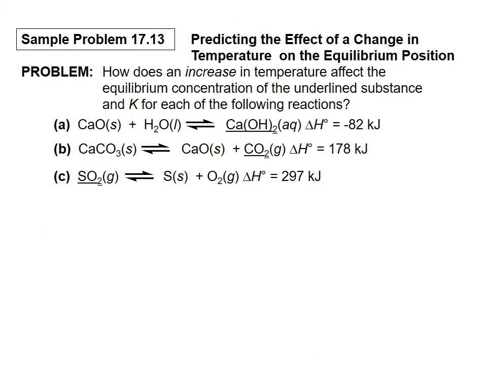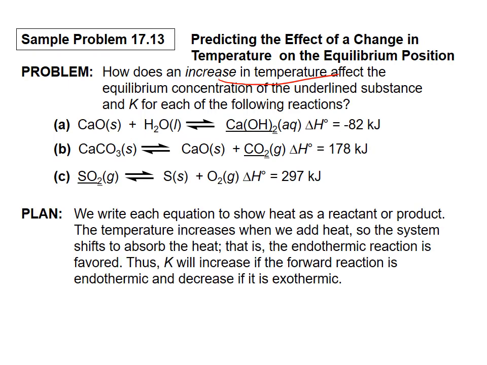Sample problem 17.13. How does an increase in temperature affect the equilibrium concentration of the underlined substance and the K for each of the following reactions? To study the temperature effect on the equilibrium concentration, we look at the heat involved in the reaction. So we need to rewrite these reactions to show heat as either a reactant or a product based on the signs of the delta H.